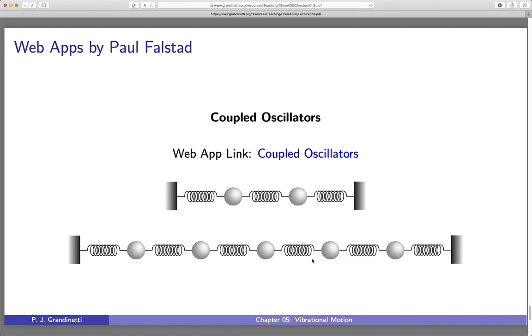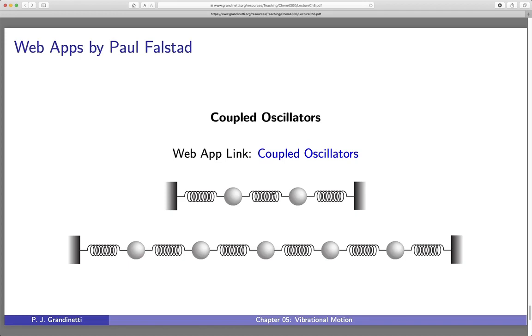Now, as you know, one needs to solve a system of coupled differential equations to obtain the equations of motion. In the case of two masses, as we saw in the case of a diatomic molecule, there will be two coupled differential equations. For the case of five masses, there's going to be five coupled differential equations.